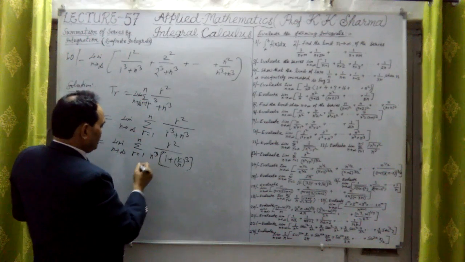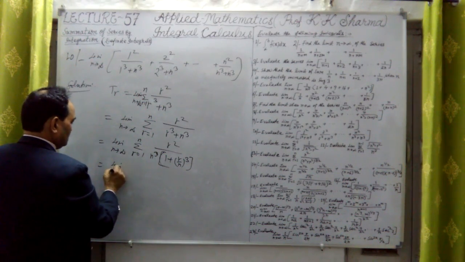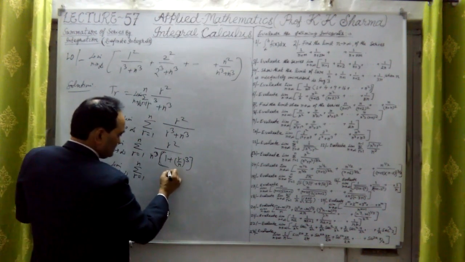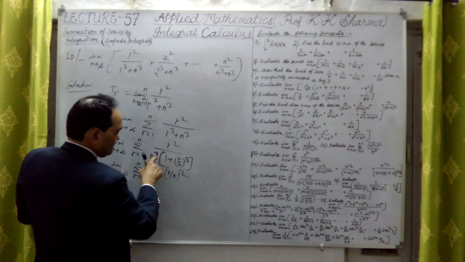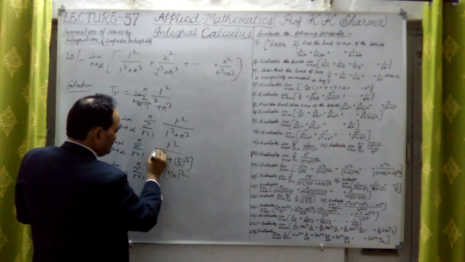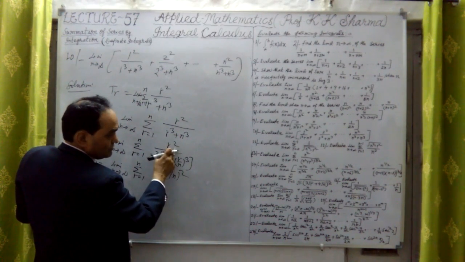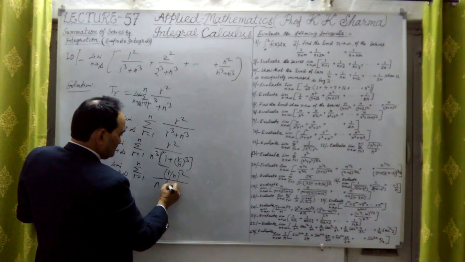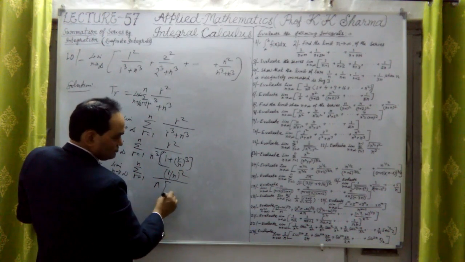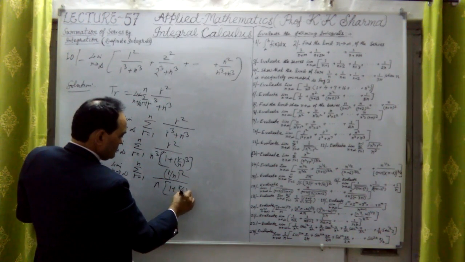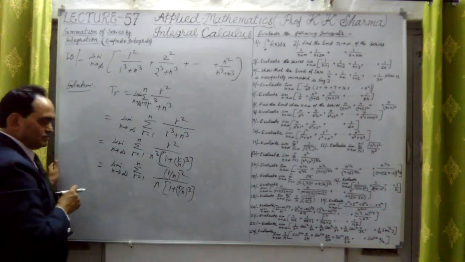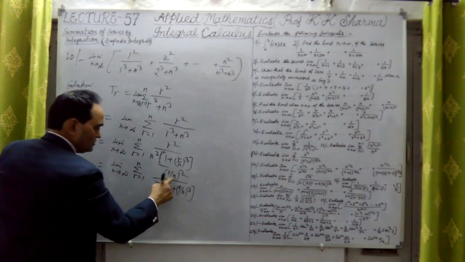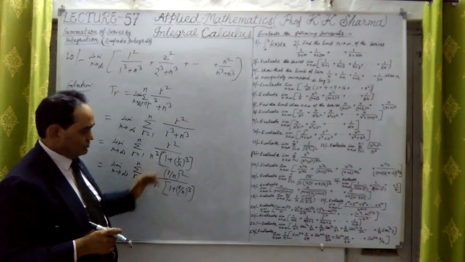Okay, and the denominator can be written as limit n tends to infinity, summation r equals 1 to n, r upon n whole square. I have taken n square over n cube here, that is r upon n whole square divided by n into, within the square bracket, 1 plus r upon n whole cube. This is the question. Now this whole can be converted into the form r upon n, 1 upon n, etc.